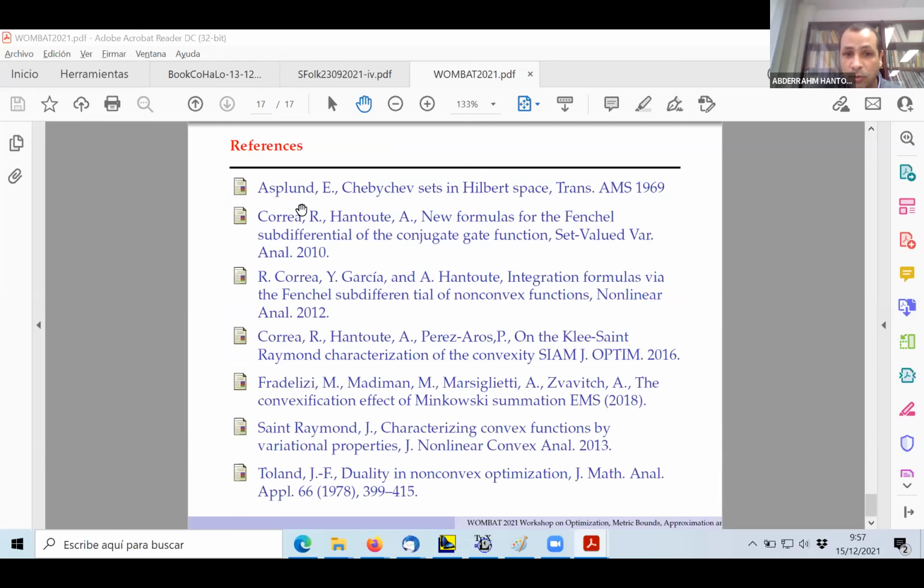This is the famous Asplund paper, where all this work about Chebyshev sets, or using convex analysis for Chebyshev sets, started. And these papers establish some results about the subdifferential of the conjugate of the supremum function. This one is on some criteria of convexity, and this one is standard. So I stop here. Up to you, Alex.